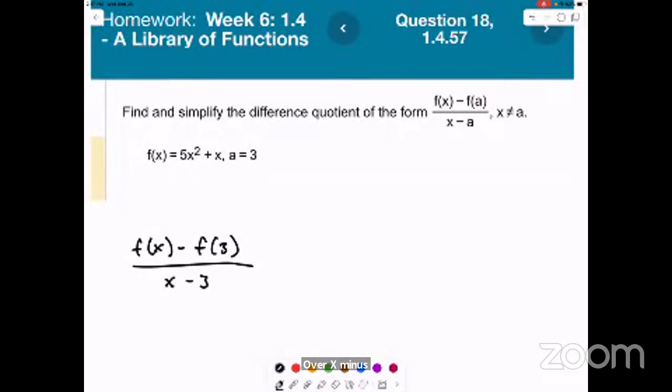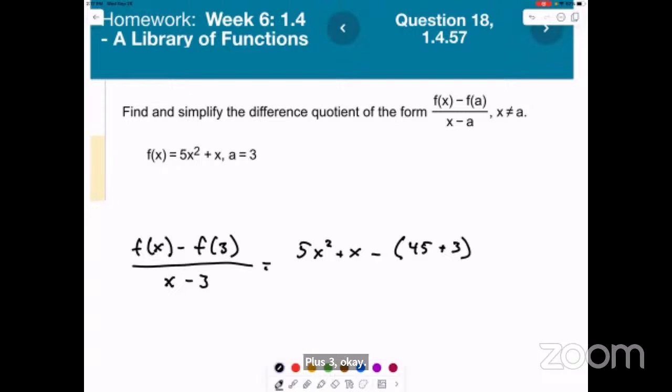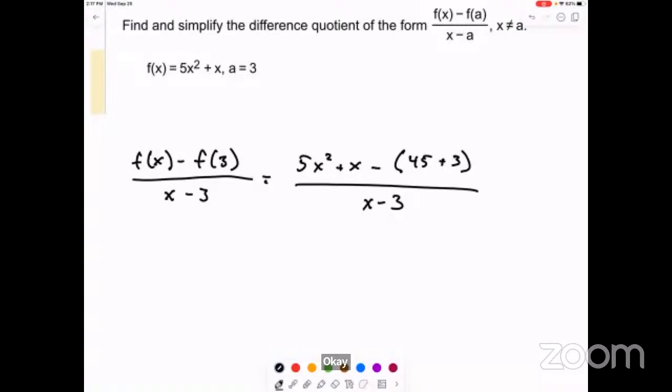We're going to simplify this to see if anything happens. So f of x is going to be 5x squared plus x, minus f of 3, which is going to be 9 times 5 is 45 plus 3, okay? I think that's okay. And then still divided by x minus 3. What is that, a 48? Let me see, 9 times 5 is 45. Yeah, 48. Okay. So at this point, we have 5x squared plus x minus 48 over x minus 3.